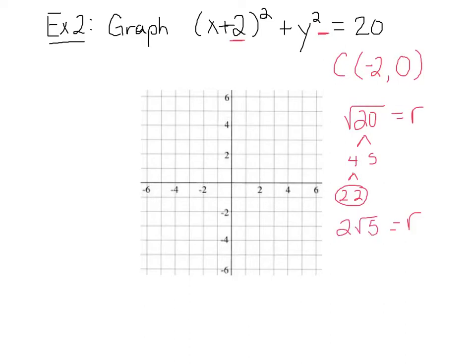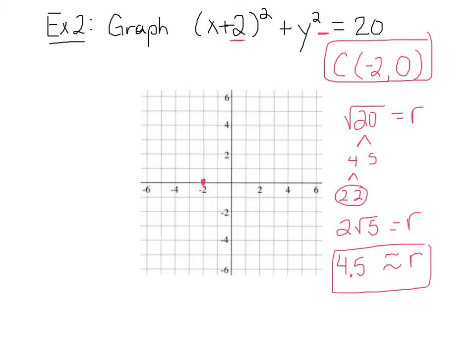But really what's going to help us be able to graph this circle is knowing what the decimal value is. So if you type that into your calculator and round it, it's going to be approximately 4.5. So that's what we're going to use for our radius. Okay, so the first thing you're going to do is graph your center at (negative 2, 0). And then we're going to use the approximation of our radius, which is 4.5. So 1, 2, 3, 4.5.